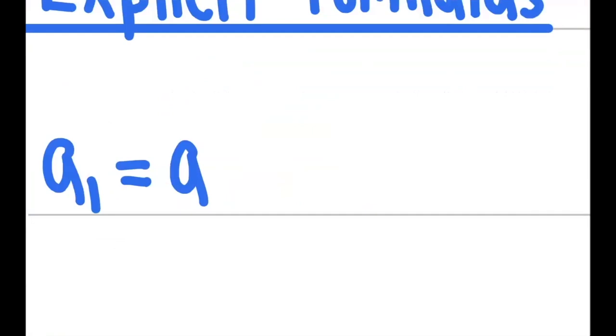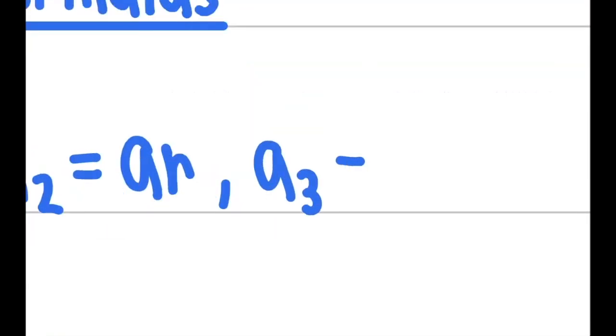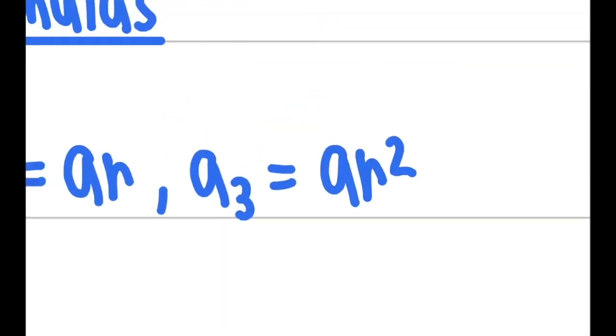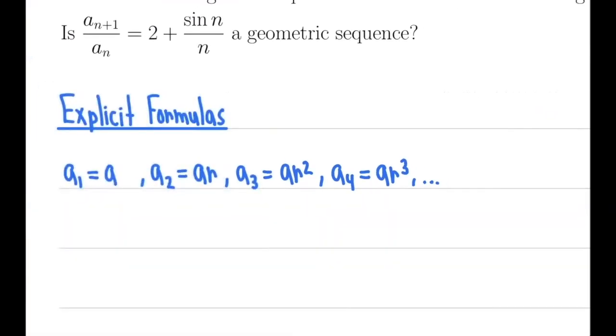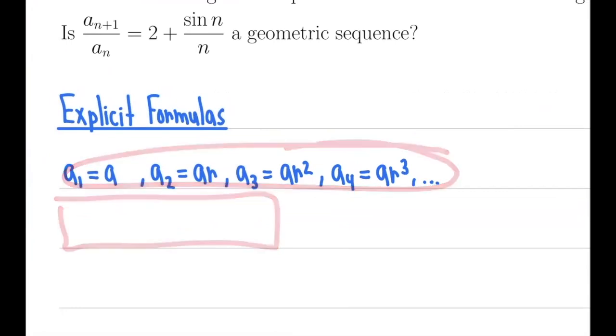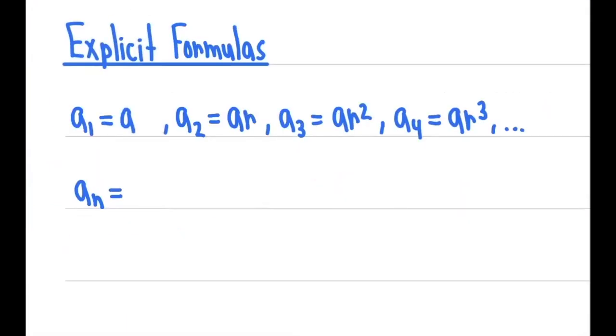The second term is a times r, right? r times the previous term because it's a geometric sequence. The third term is r times the previous term. So r times r, you get r squared. So this third term is a r squared. The fourth term is a r cubed, and so on. So I want to create an explicit formula for this sequence. Basically, what is a sub n as a function of n? So do you guys notice something interesting about the subscript and the exponent?